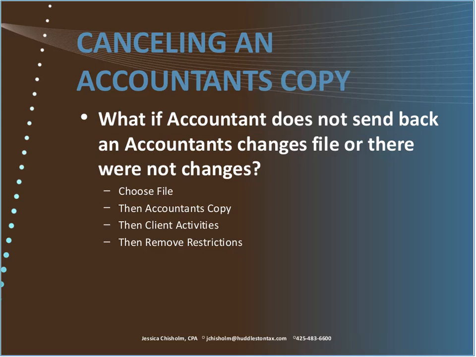So if there were no changes and you want to cancel that copy so that you can make prior period adjustments, you would go up under File, Accountant's Copy, Client Activities, and then Remove Restrictions. It's going to double check with you to make sure you really want to do that, because if you remove the restrictions and there are changes, you're not going to be able to import those. Any changes that were made, you're going to have to make manually. So definitely do not cancel that outstanding accountant's copy if there are going to be changes sent back to you.